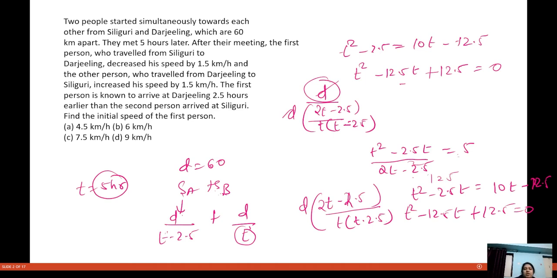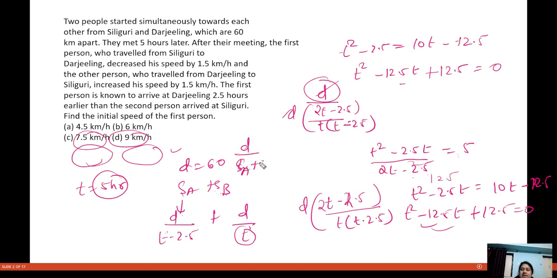What can be the probable solution? See now, these are the probable solutions. You can always find the solution of this quadratic equation, but there is one more method by which we can do this question.